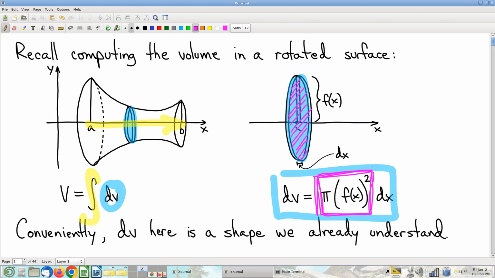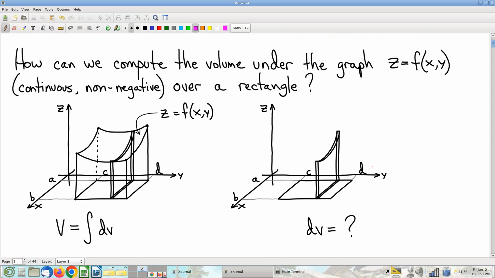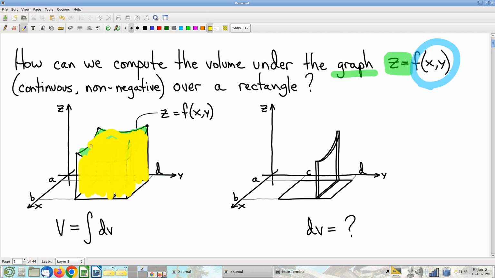Okay, so let's try to apply that same idea now to a different question, now a multivariable question. Here we're going to be looking at a graph of a multivariable function. Here we have a function of x and y. The graph is this surface here. And if I wanted to compute the volume under that surface, how would I compute that volume?